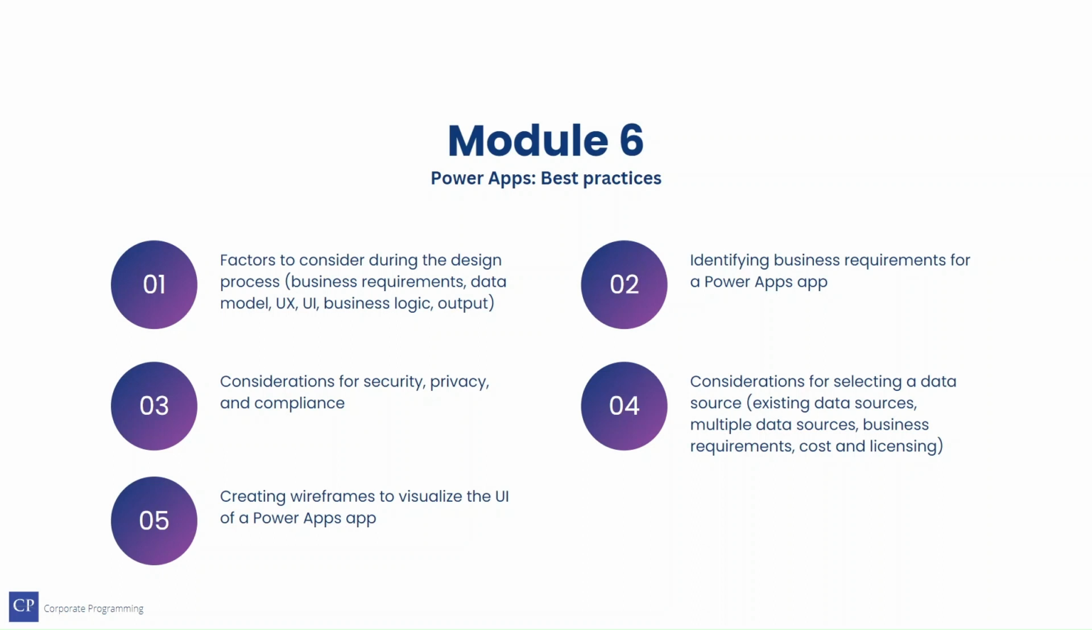In this video, we are going to cover module 6 of our series, Power Apps Best Practices, in which we are going to cover: first, factors to consider during the design process, UI, UX, business requirement, logic, and the output of your app. Second, identify business requirements for a Power Apps app. Third, consideration of security, privacy, and compliance. Fourth, consideration for selecting a data source: existing data source, multiple data sources, business requirements, cost, and licensing. Fifth, creating wireframes to visualize the UI of a Power Apps app.